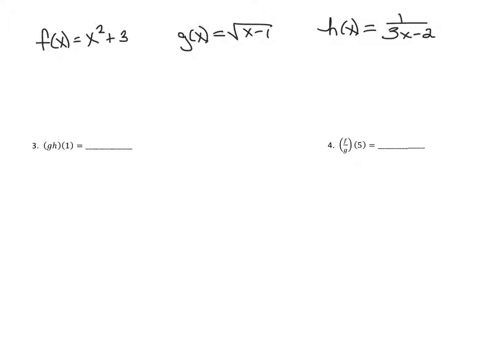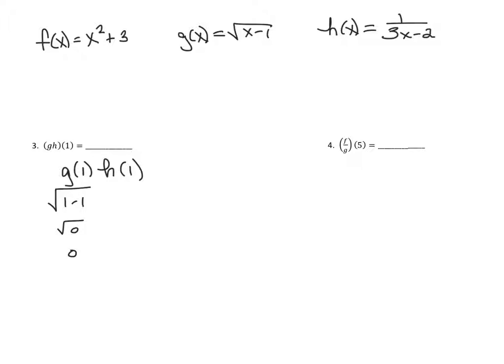So here we have some more examples. I copied the functions from the previous page so we would have them to reference. And we're looking at, in number 3, g times h of 1. This represents multiplication, so we are multiplying g of 1 times h of 1. Okay, so this time our x value is 1. So we want to take 1 and plug it first into g of x. That will give us, let's see, g of x is the square root of x minus 1. So that would be the square root of 1 minus 1. The square root of 0 is 0.